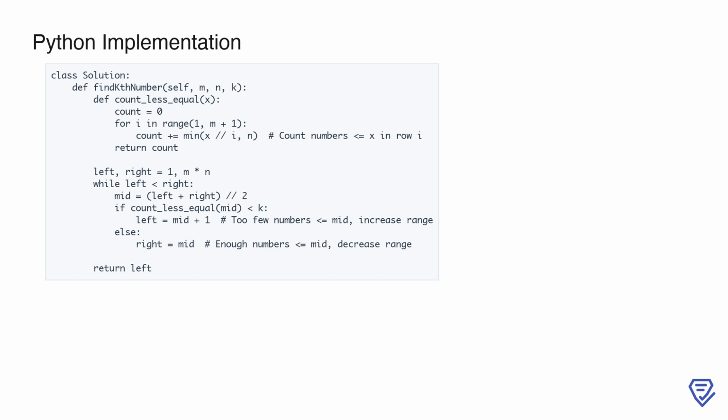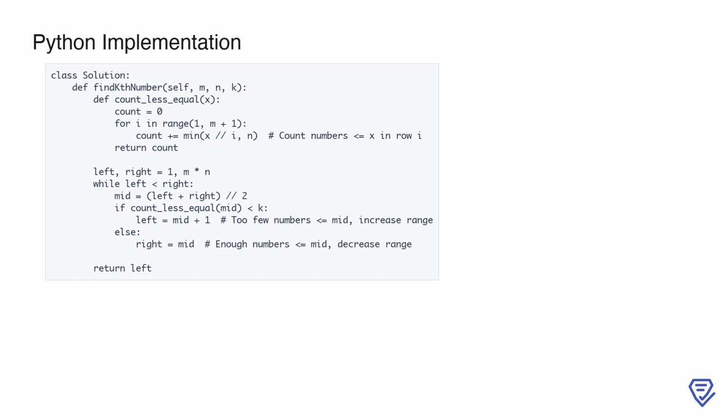The left and right variables represent the binary search range. Initially, left is set to 1, the smallest number in the table, and right is set to m×n, the largest number in the table. The binary search loop continues until left equals right. Inside the loop, the midpoint mid of the range is calculated. If the count of numbers less than or equal to mid is less than k, it means the kth smallest number must be greater than mid.